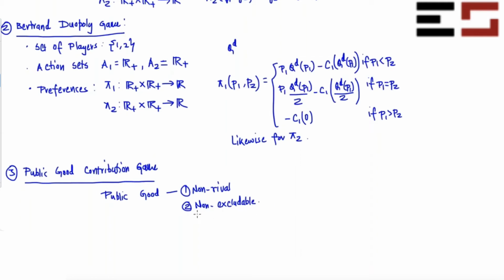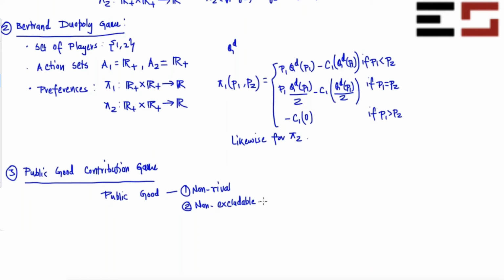What are some examples? You can imagine something like defense services for the country. The expenditure on defense services by the government is a kind of public good, because it's non-rival and non-excludable.